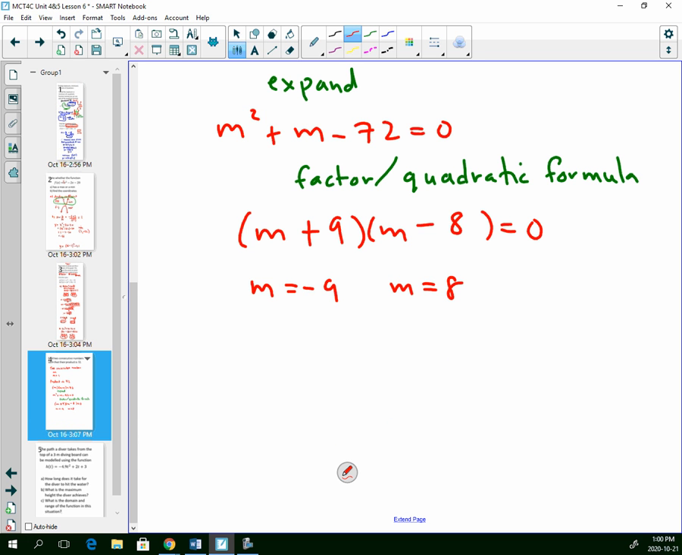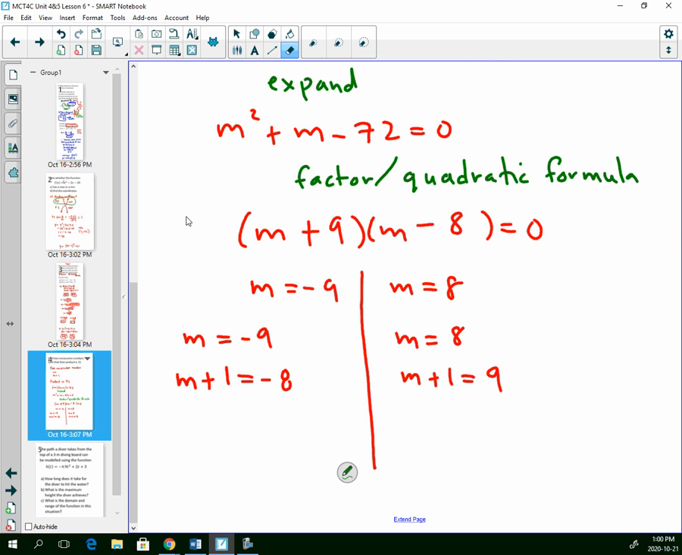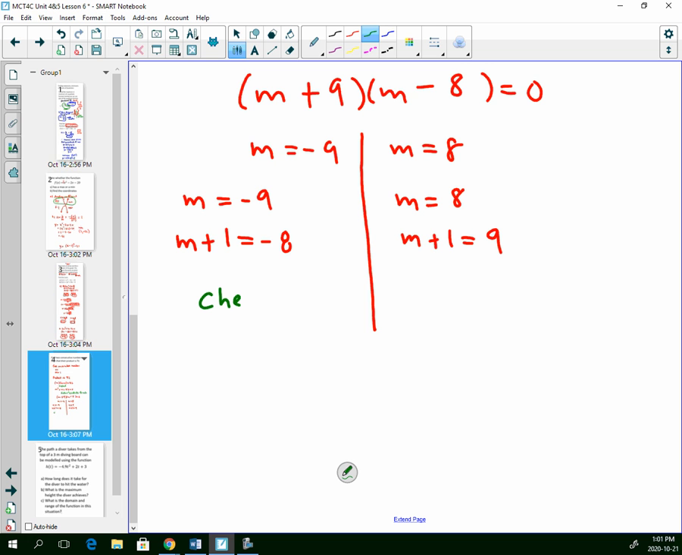So what does that tell me? Well, if m is negative 9, then m plus 1 is negative 8. If m is 8, then m plus 1 is 9. So then I want to check. The other requirement is that when I multiply together, the product has to equal 72. So negative 9 times negative 8 are consecutive numbers, and they multiply to positive 72.